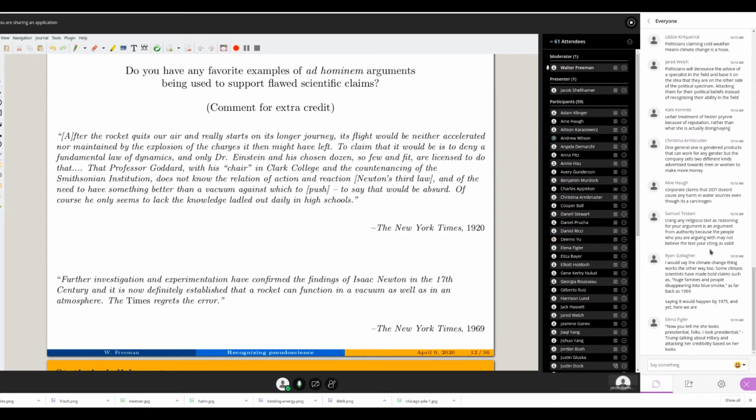Alina mentions critiquing people's ability as a politician based on their looks. I don't want to get into judging politicians, but yes, like saying this person looks dodgy. Why would we trust them as a political leader?